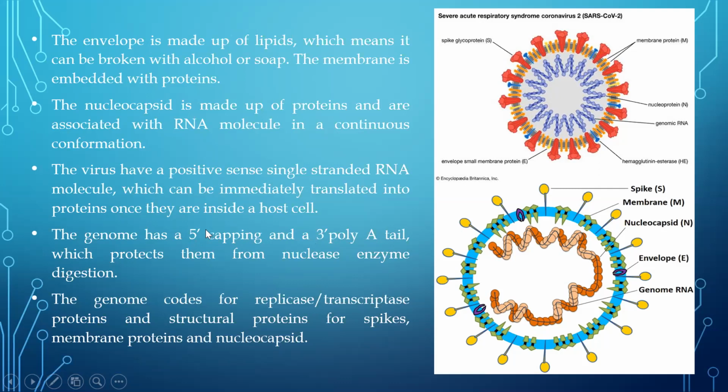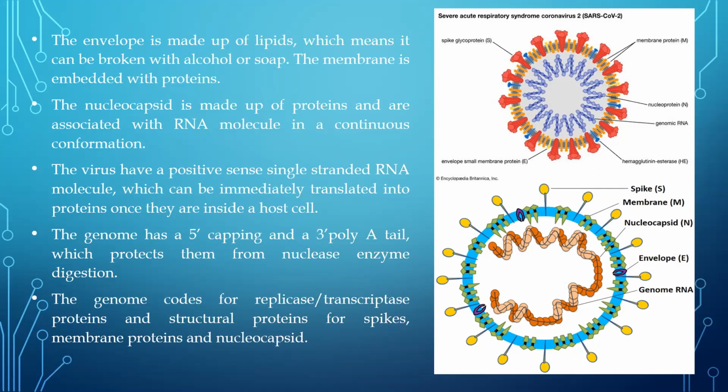Now, why are these modifications important? These modifications are important so as to protect this RNA virus from nuclease enzyme digestion. Now, from where is this nuclease enzyme going to come then? Nuclease enzyme is usually present in the cytoplasm of the host cell. So when the RNA molecule enters, the nuclease enzyme is going to cause degradation of the RNA molecule. That means it has the capability of degrading the RNA molecule, which means it is going to stop the spread of infection.